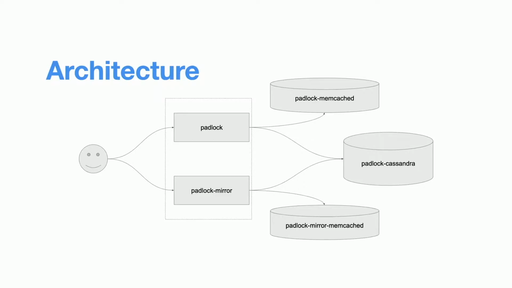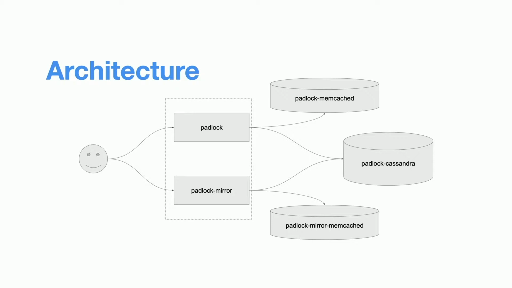So with that said, I won't go into exactly which choice we made, but let's dig a little bit into a high-level architecture of Padlock. So the smiley face on the right-hand side here represents a backend service, for example, Playlist. And when Playlist wants to decrypt data belonging to a user, they would send a request to Padlock.